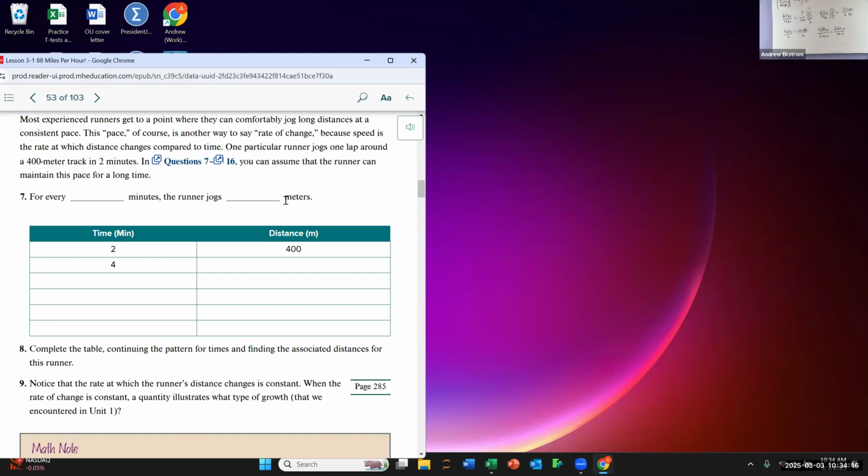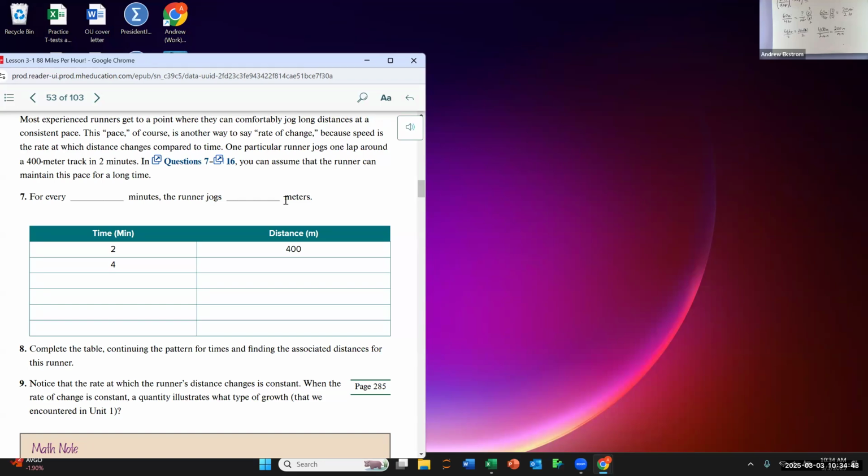Looking at the table that we've got here, we see that at 2 minutes they've ran 400 meters in 4 minutes. So going from 2 minutes to 4 minutes, what happens there? How do you get that value? 2 times what gives me 4? 2.